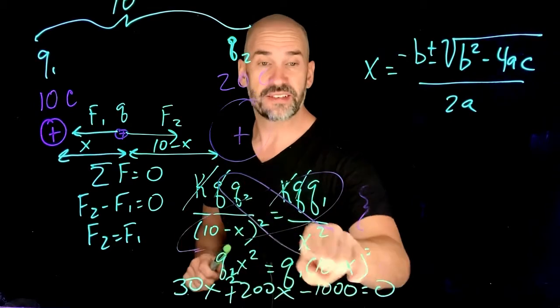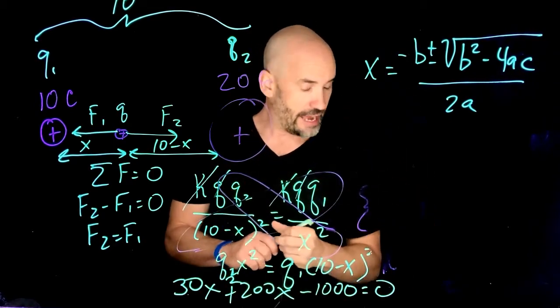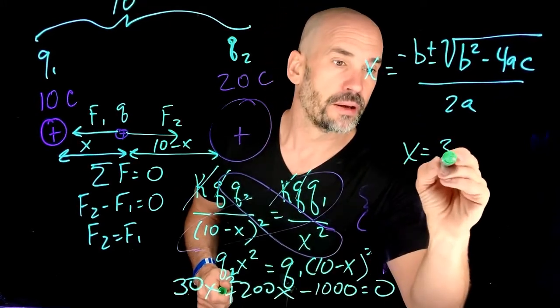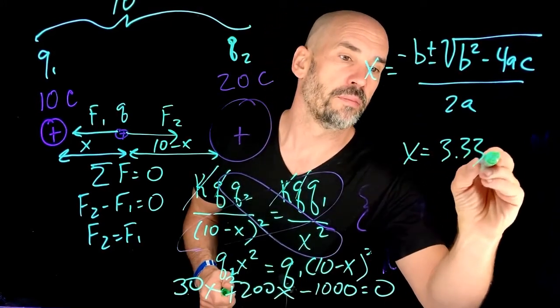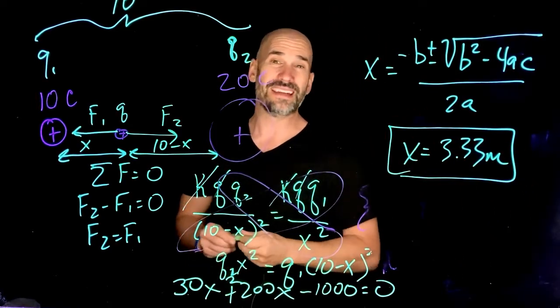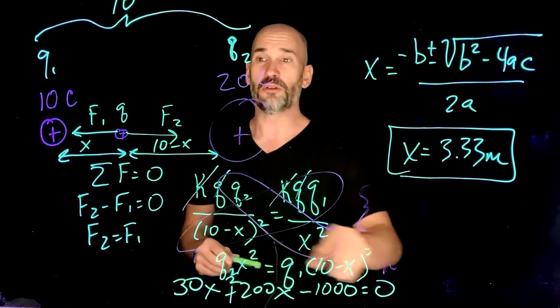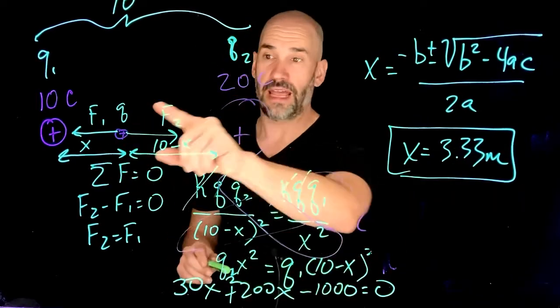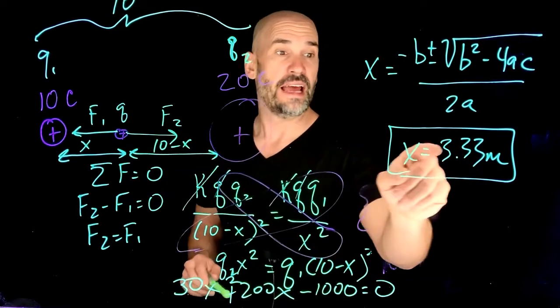When I put these into this equation, I get an x value of 3.33 meters. Now, it's quadratic, so you'll get two values. One of them's going to be negative. You could toss that away. You know it has to be between these two particles in order for it to cancel out. So the answer that's positive is the correct one, and that's 3.33.